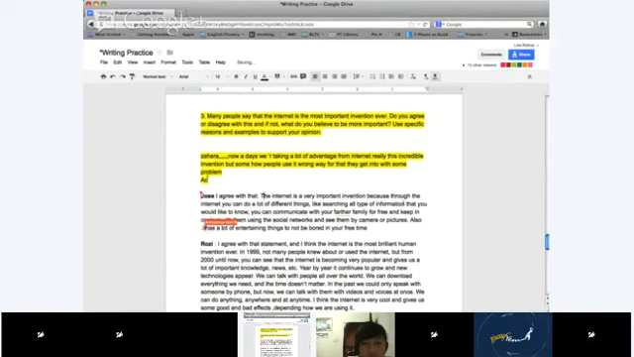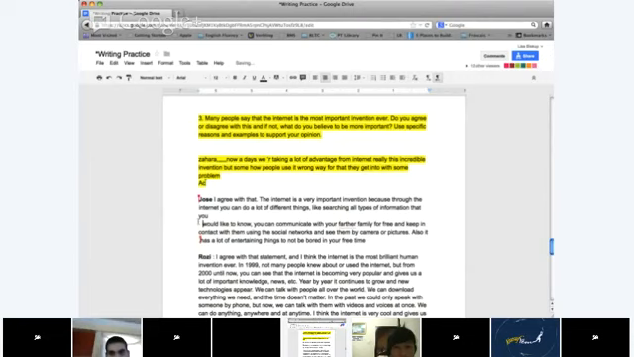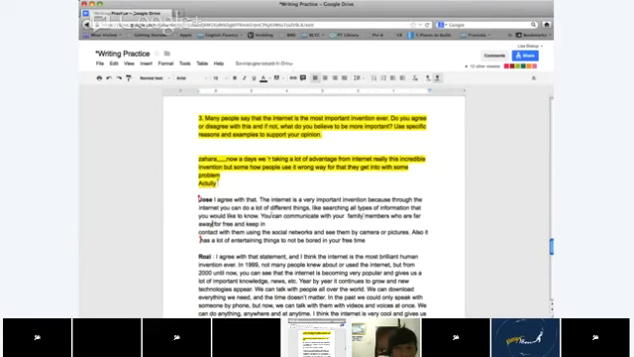The internet is a very important invention because through the internet you can do a lot of different things, like searching all types of information that you would like to know, period. You can communicate with, I would say, family members who are far away for free, and keep in contact with them using the social networks and see them by camera or in pictures. Also, it has a lot of entertaining things so that you are not bored in your free time. Good. Yeah, it's like YouTube.